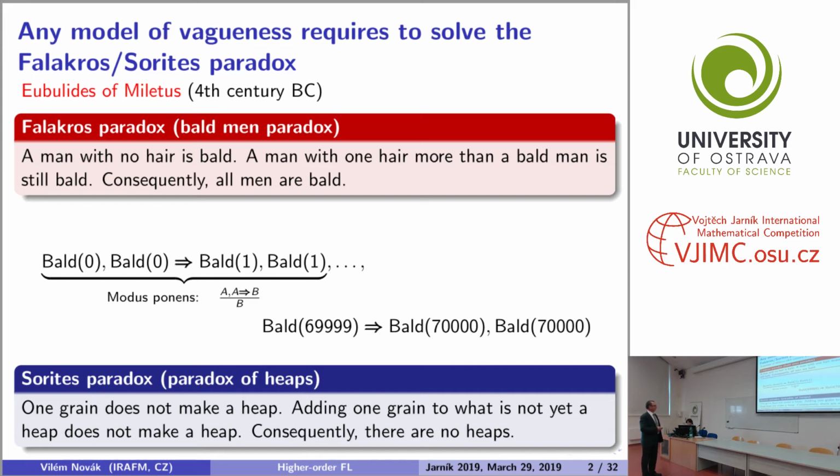Exactly the same, in a sense, is the Sorites paradox of heaps. So here you can read it: 1 grain doesn't make a heap. Adding 1 grain to what is not yet a heap doesn't make a heap. Consequently, there are no heaps.